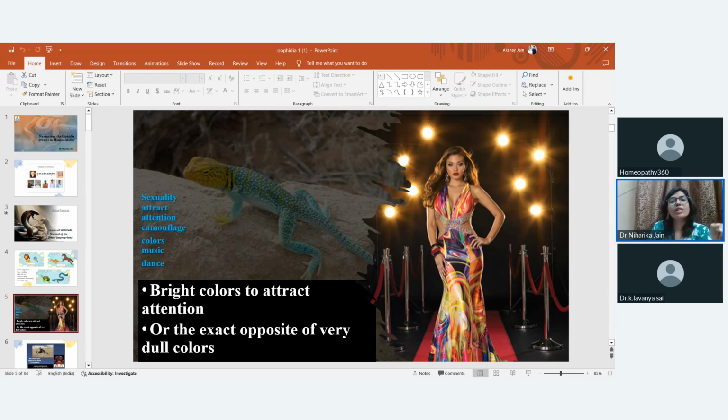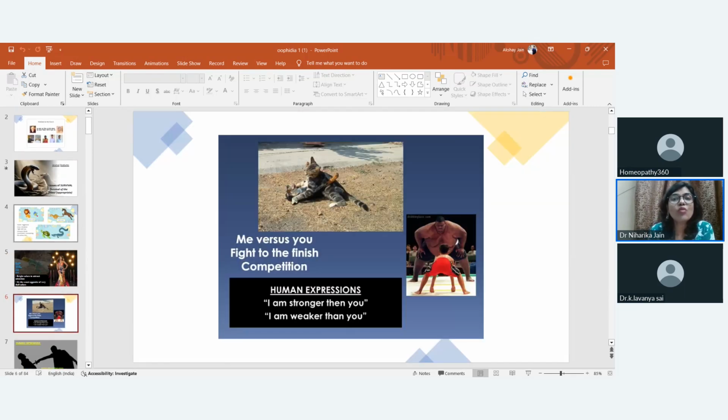Now this is the point you have to pay attention to. Every remedy has two polarities. I am telling you that an animal has bright color attractions, or they like bright colors. But in your patient, maybe the patient has the other polarity, or the patient will tell you कि मुझे तो dull color पसंद है. So the exact opposite reaction can also be found in the same remedy. So me versus you, what does this mean? Fight to finish. खत्म कर दूंगा. आज तेरा काम खत्म. कंपटीशन. या तो मैं रहूंगा या तू रहेगा.